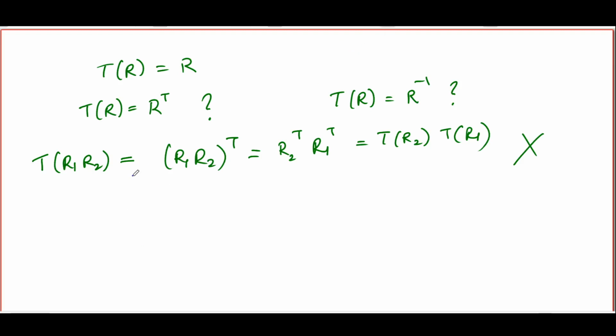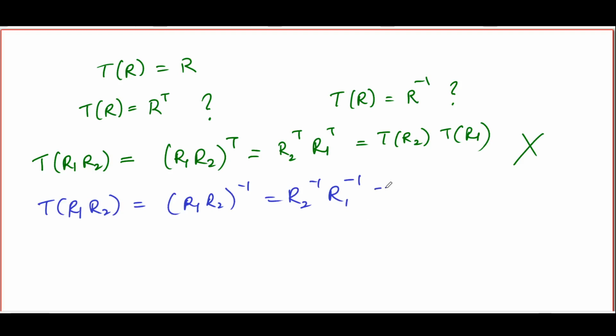Can you use R inverse? Well, you should be able to guess by now that the answer is no, because R1, R2 inverse has the same property and hence the same problem, that the order reverses. When you want to undo the result of two successive operations, you have to undo the last one first, and the first one you did has to be undone last. And this again gives you T of R2 times T of R1, again not what we want.